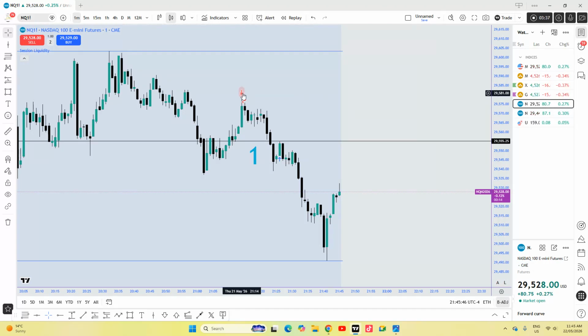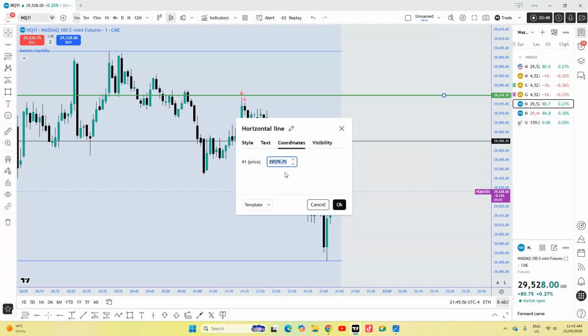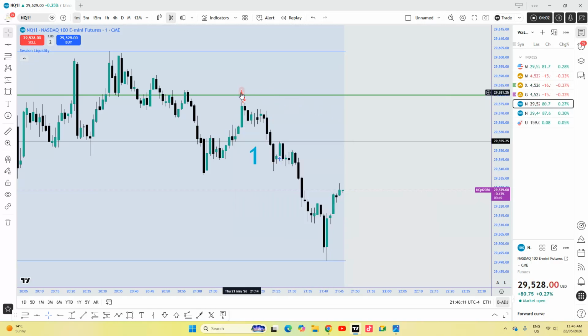Okay, so this is in futures NQ 29,580. So psychological price level 29,580 on Nasdaq futures. So we put this to coordinates 29,580, and you press enter. It didn't even touch it, but it just rejected it, so we took those ones immediately before it disappears.